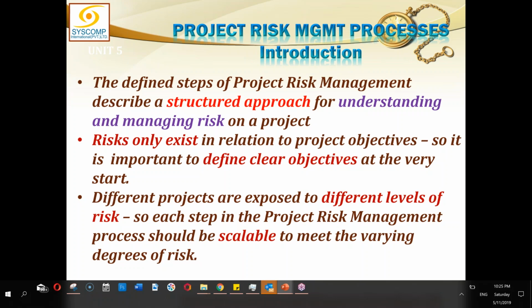Second is, a risk is a risk until and unless it is affecting one of the project objectives. If there is no impact on any of the project objectives, this is not called a risk. So it is important to define clear objectives at the very start, so that we can see whether these objectives are at risk or not. And naturally, I am referring to the scope, time, and cost. Different projects are exposed to different levels of risk. So each step in the project risk management process should be scalable to meet the varying degree of risk.